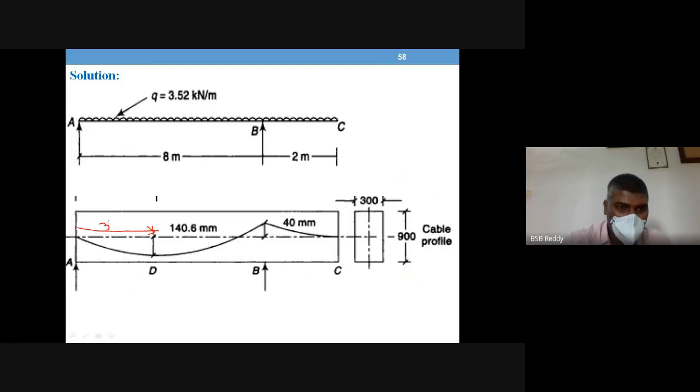This is 3.75 meters, and this is 7.5 meters, and this is the support location where the cable should have 40 mm. So this is how you have to align your cable for supporting these loads effectively. This is the solution for this question.